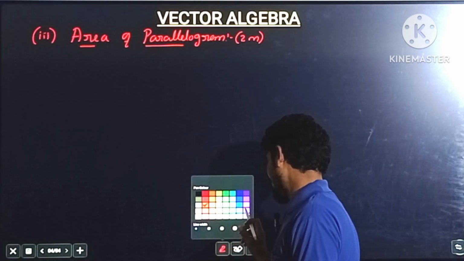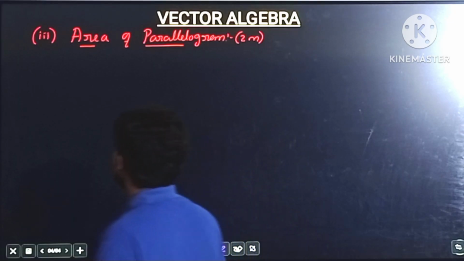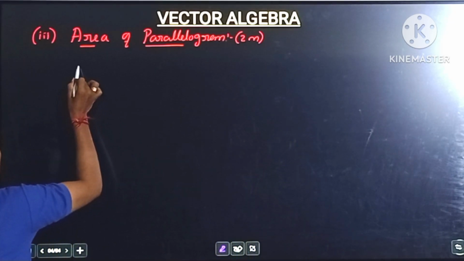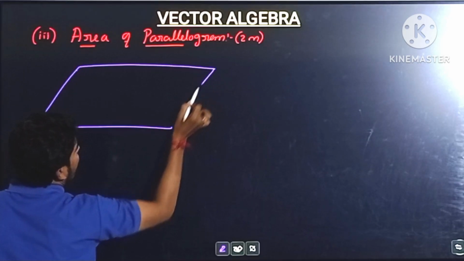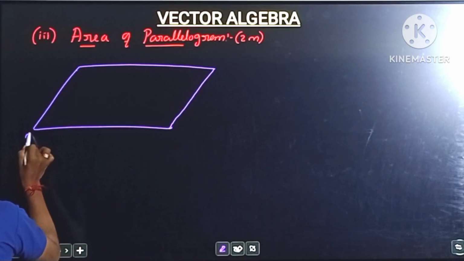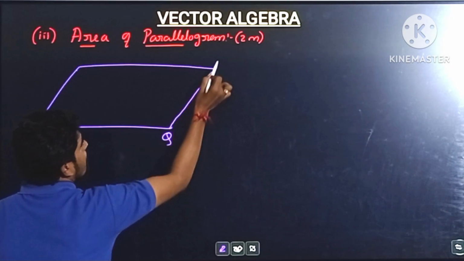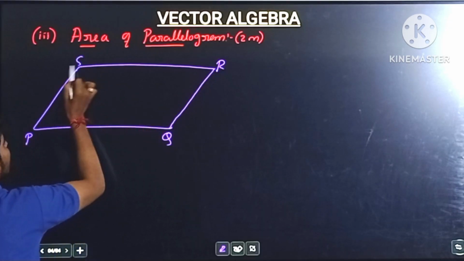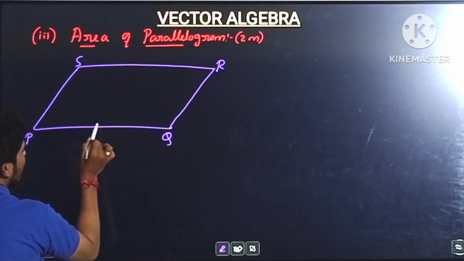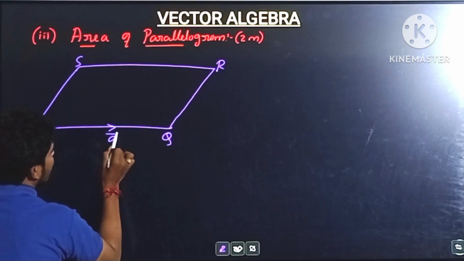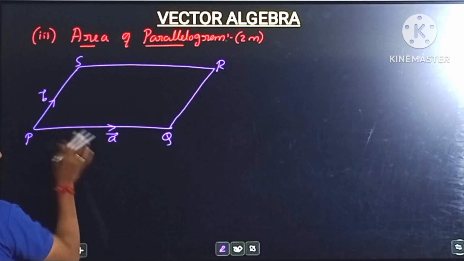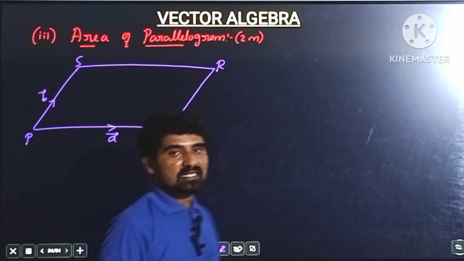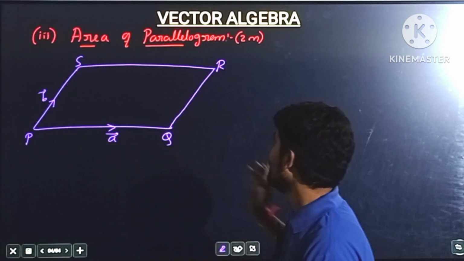So let us consider a parallelogram PQRS, where PQ is equal to A vector and PS is equal to B vector. Where A vector and B vector are the two adjacent sides of the parallelogram PQRS.